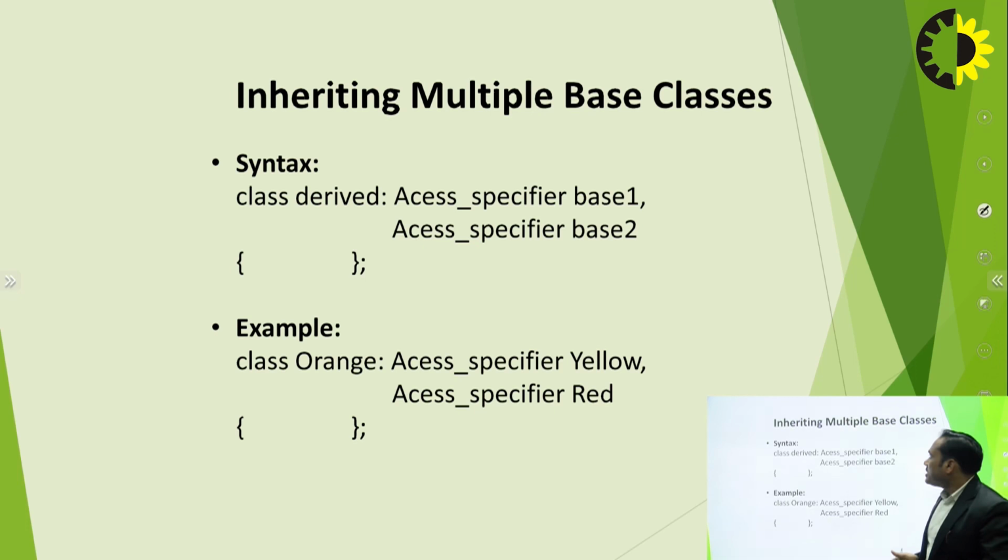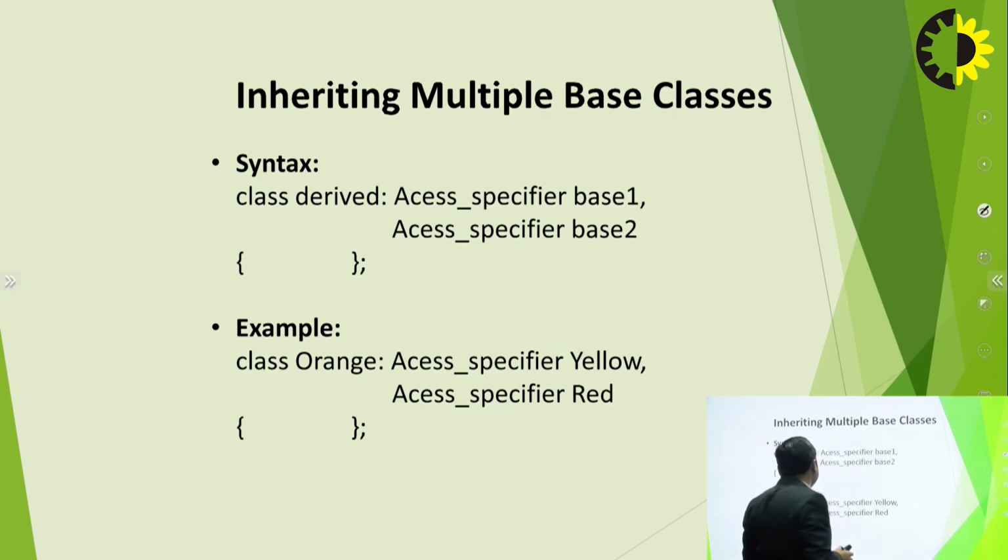So you can say this is the inheritance property. Now, inheriting multiple base classes. You can see the diagram and program. This is the syntax: class derived, access specifier base 1, access specifier base 2. So a derived class can have the properties of two different base classes.